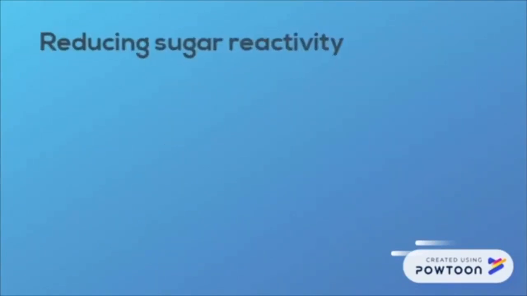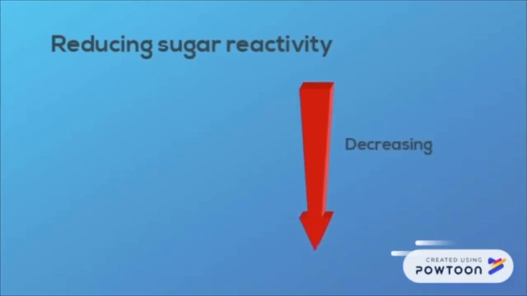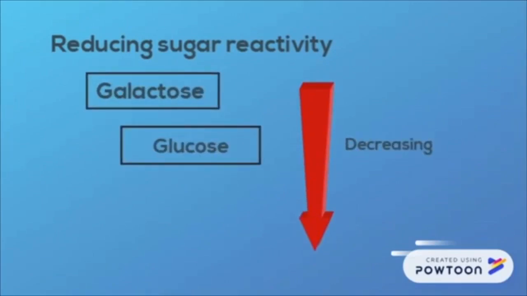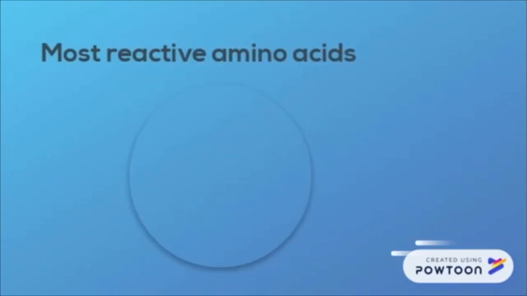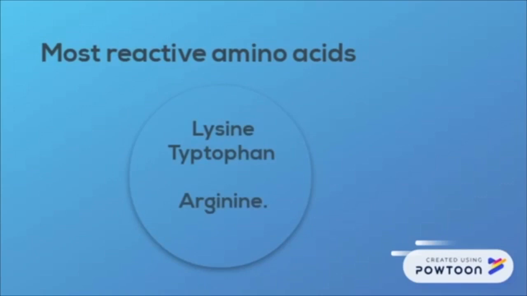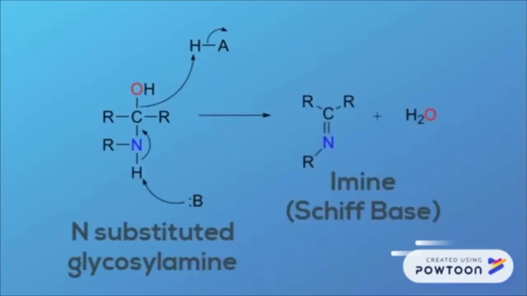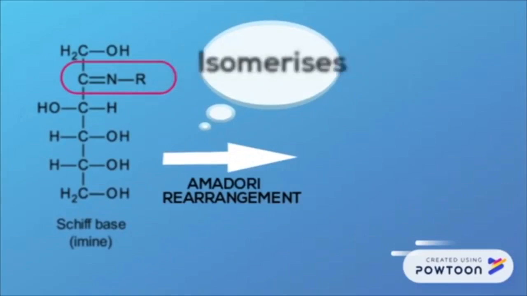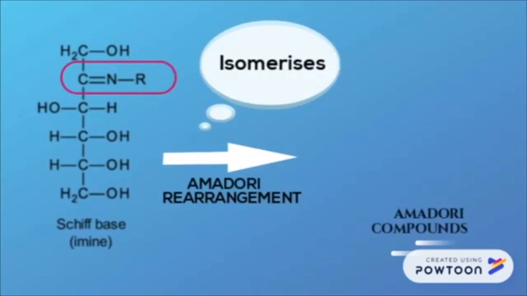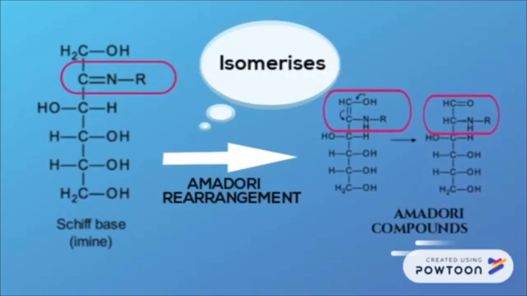The reducing sugars in order of decreasing reactivity are galactose, glucose, lactose, and maltose. The most reactive amino acids are lysine, tryptophan, and arginine. Nucleophilic attack of carbonyl compounds occurs next, and imine or Schiff base is formed by losing water. Imine undergoes a reaction called Amadori rearrangement to isomerize and produce a ketosamine.